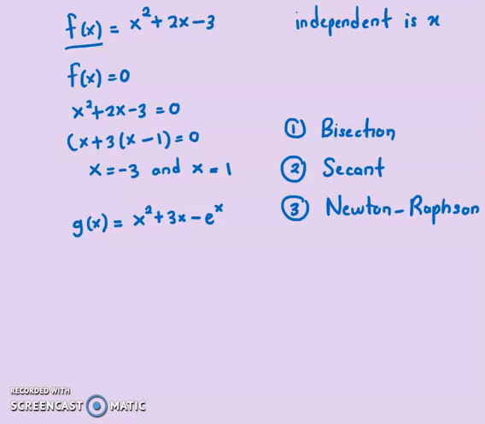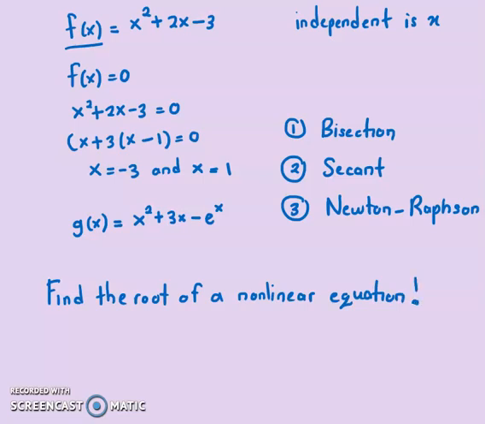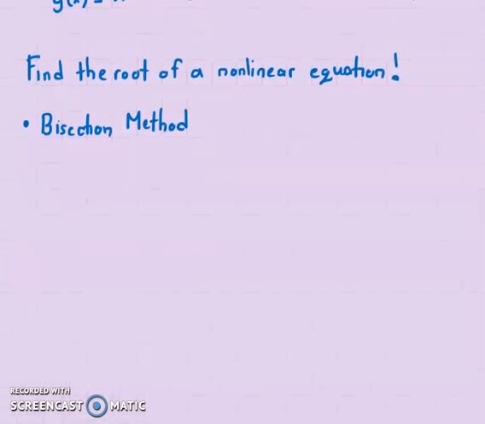Okay, so what do we want to find? We want to find the root of a nonlinear equation. That's our main objective. So let's recall these three methods here. The first method that we want to look at is the bisection method. Now, the bisection method is something like finding the root in a way that depends on the interval given.